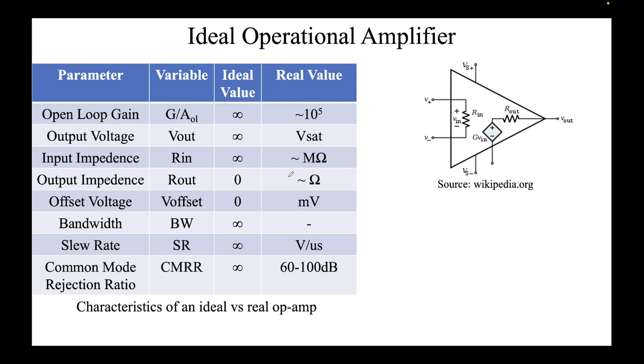Input impedance is usually mega ohms. Output impedance is fairly low, in ohms. Slew rate is how fast your circuit is switching, like from zero to high, high to low and low to high and so on. The slope is what is known as the slew rate.